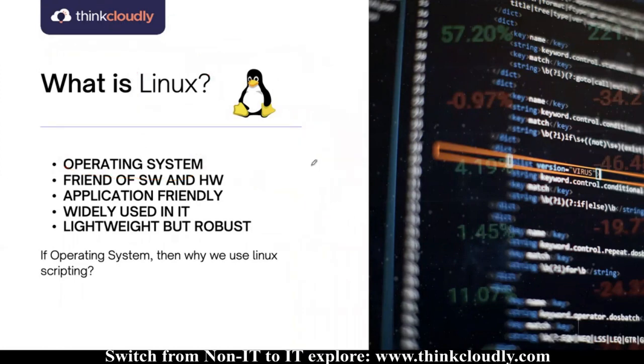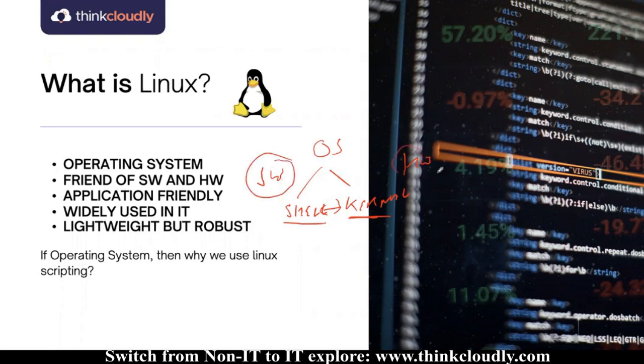Now, always remember that the operating system is divided into two parts: shell and kernel. Kernel is responsible for talking to hardware and shell is responsible for talking to software. These two can talk to each other. So all operating systems are divided into two parts: shell and kernel. Shell talks to software and kernel talks to hardware.